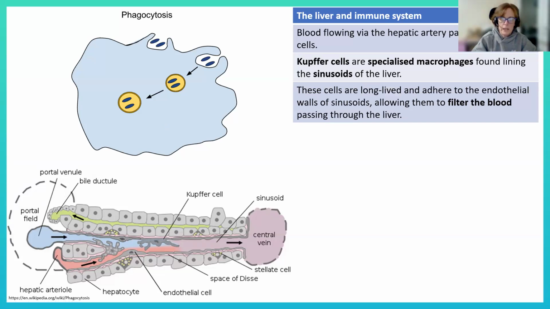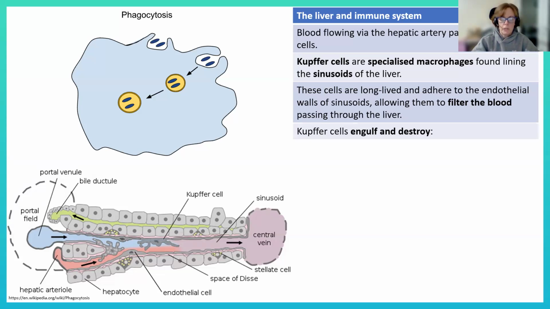So these cells are long-lived, so they hang around for a long time, which is relatively unusual for blood cells. We're usually replacing them at quite a high rate. They're adhering to the endothelial walls, so they're actually attached, which is also unusual for blood and immune cells. They tend to be circulating, and this allows them to filter the blood as it goes through. So they're kept in situ, in place, in the liver, attached rather than just traveling around as the blood moves around the body.